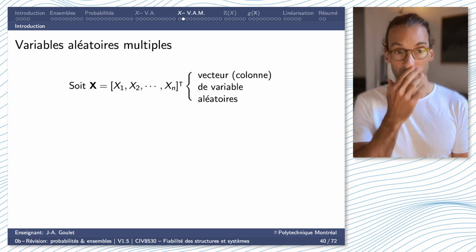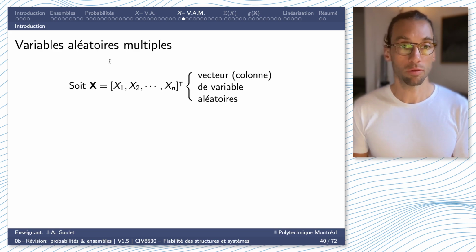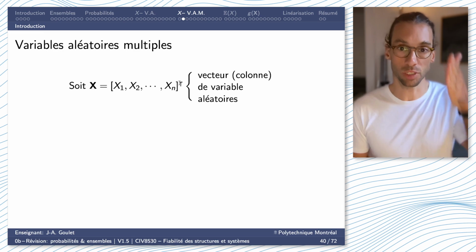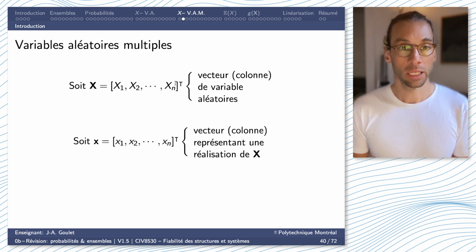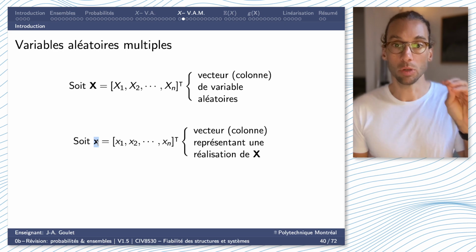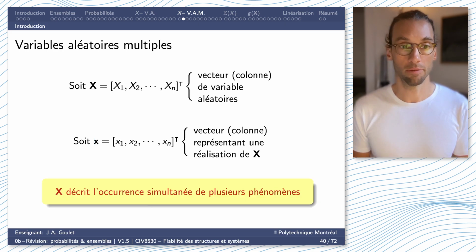So we have a vector of random variables X1 up to Xn. So this is a vector. Keep in mind, whenever we represent a vector, we always assume it's going to be a column vector. So this is capital X, my random vector, and lowercase x represents the possible realization of my random vector.